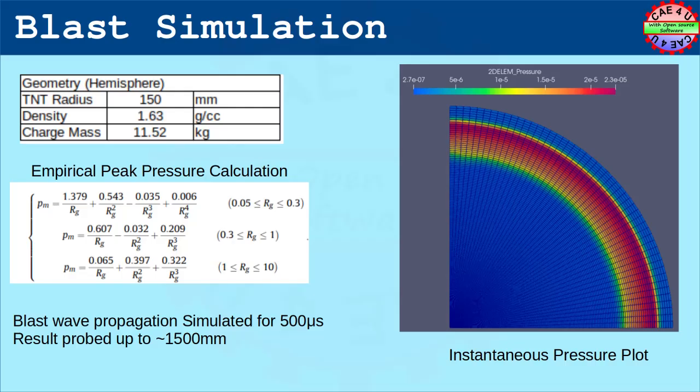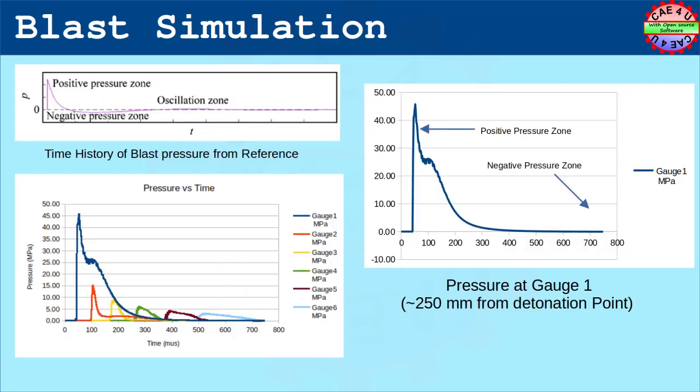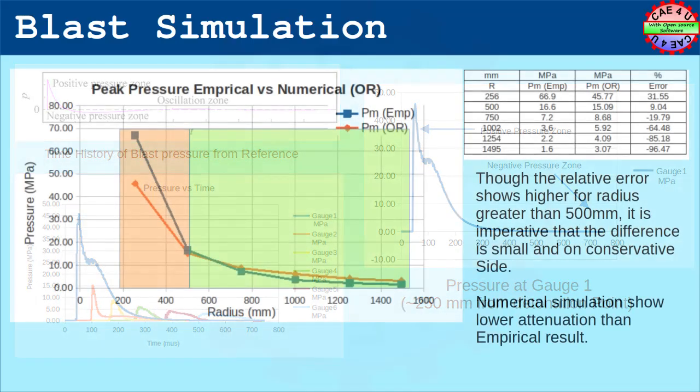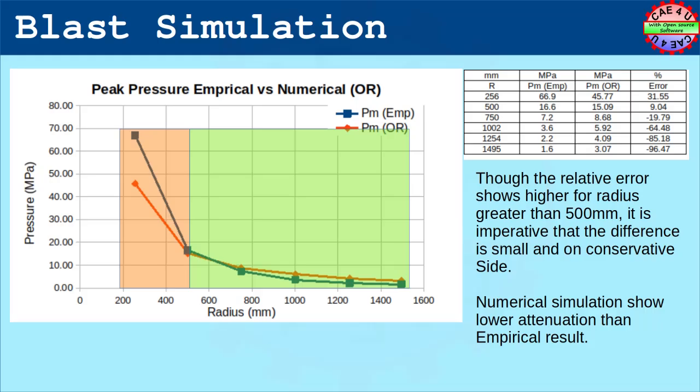Moving on, we use the empirical equation to calculate the peak pressure at different locations of interest. The typical pressure plot shows the rapid rise of pressure and a decay of pressure over time, which is a blast pressure characteristic. For the probe result, we could observe the simulation captured this process well, including the negative pressure zone. Now, let us compare the peak pressures at various locations. Comparisons indicate that though the relative error is higher for radius greater than 500 mm, the difference is small and on the conservative side.